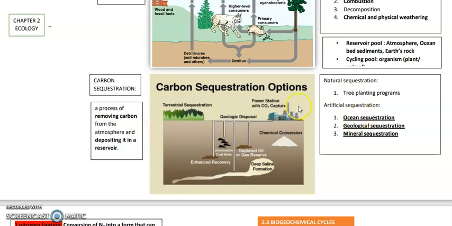Macam mana kita boleh buat? Ocean sequestration means kita ambil, kita collect the carbon from the atmosphere and then kita depositkan dia ke dalam ocean. Kita depositkan dia ke dalam rock, geological, atau kita depositkan dia ke dalam soil. So this is the artificial way.